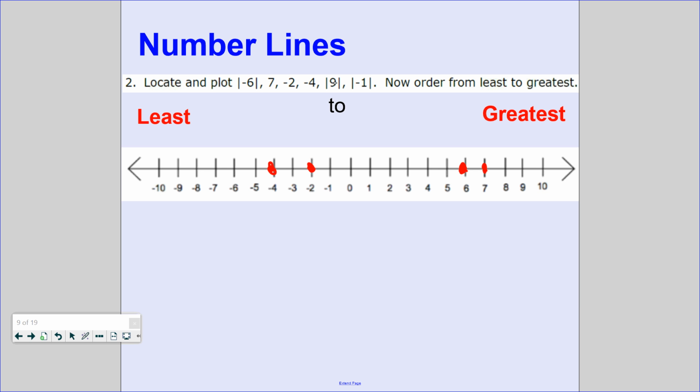-4. What's the absolute value of 9? How far is 9 from 0? 9 spaces. What's the absolute value of -1? How far is -1 from 0? 1 space. So put them from least to greatest. -4, -2, 1, 6, 7, 9.